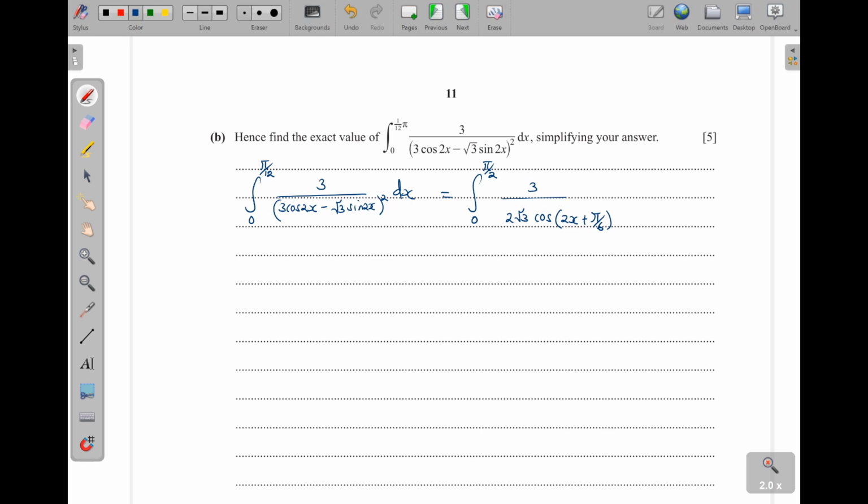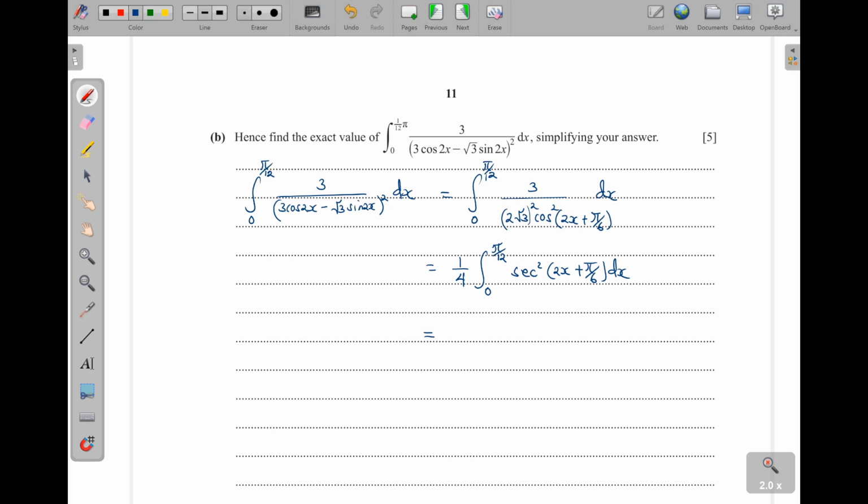Now when we square, that means this one will be squared, and also the cos will be squared. So this one, remember, is 12. So 3 over 12 will give us a quarter. So that a quarter, I can take it outside here. So I will have, this one is pi over 12, and then 0. Then 1 over cosine squared is the same as sec squared. So sec squared of 2x plus pi over 6 dx.